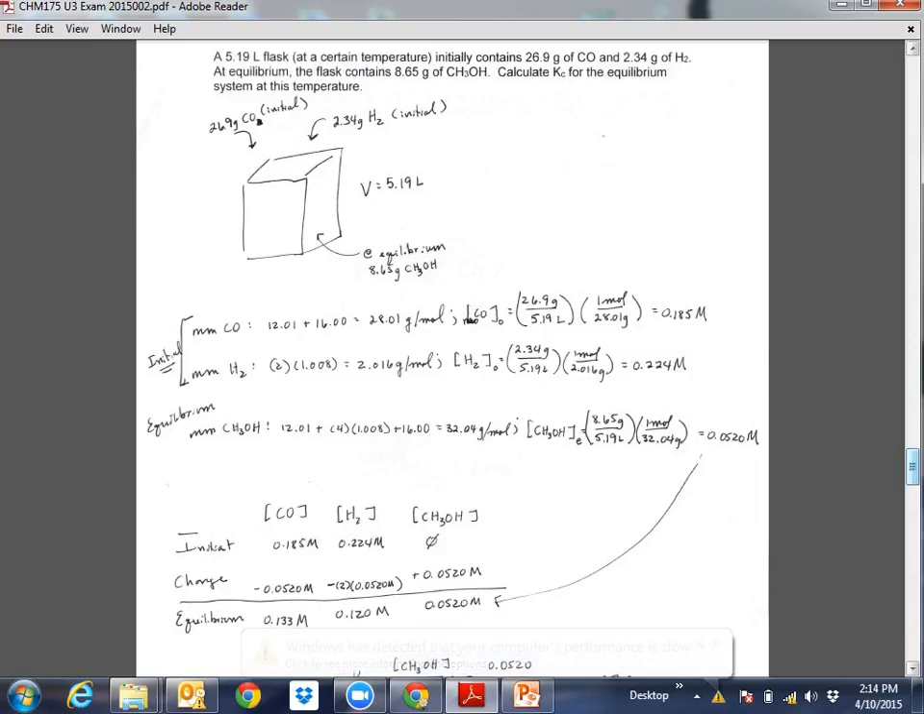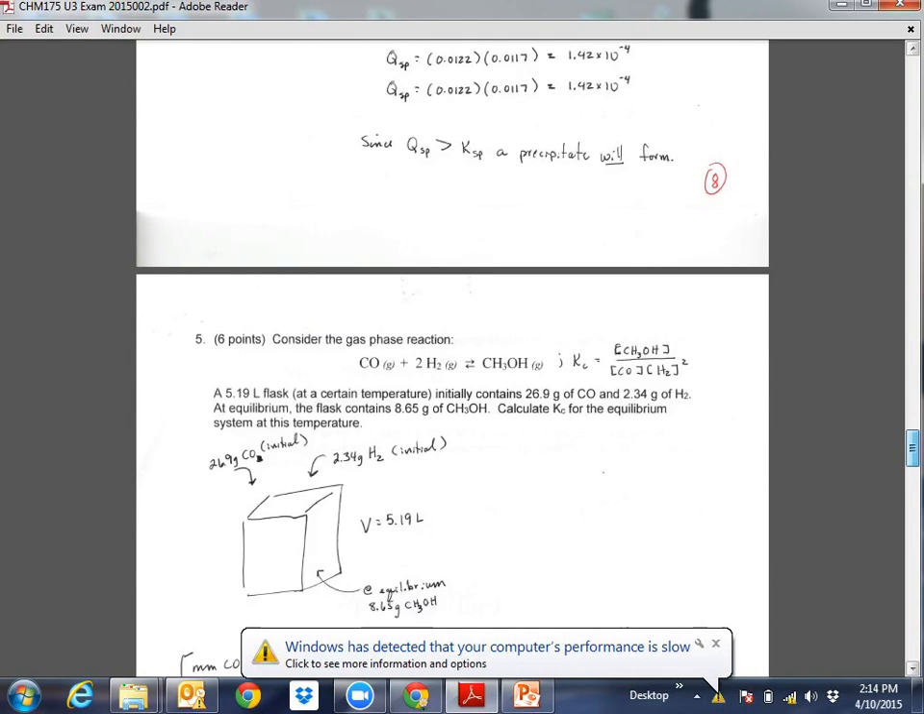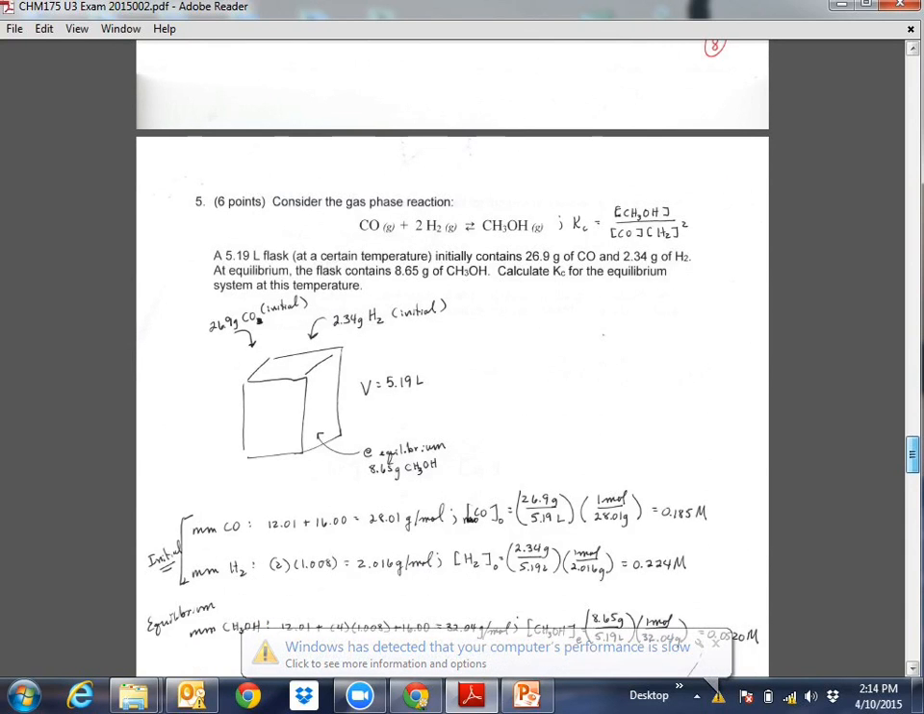Okay, so I have a little picture up here. You were given masses. You had to read this a few times. I think this threw some of you off. It says initially it contains a certain mass of CO and a certain mass of H2. It switches gears at equilibrium. It has a certain mass of methanol. And so actually down here, I went ahead and got the initial molar concentrations of the two reactants, and then the equilibrium concentration of the product.